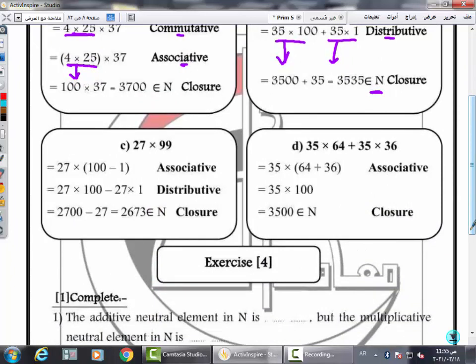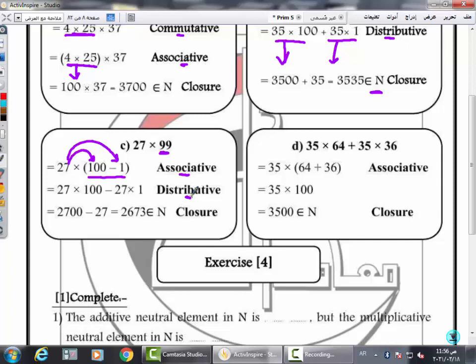27 by 99. We will replace 99 by 100 minus 1 to distribute the multiplication on subtraction. If we put 100 minus 1 between brackets, it's called associative property. And make distribution. Then the result 27 by 100 minus 27 by 1. This is called distributive property. Okay? And find the result.